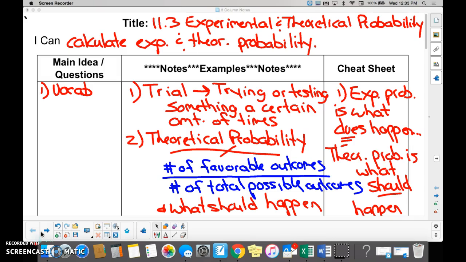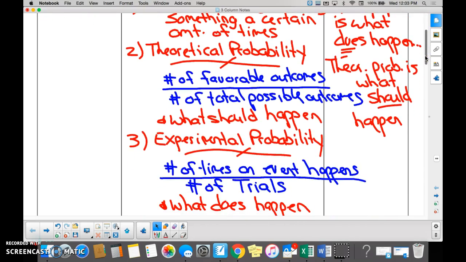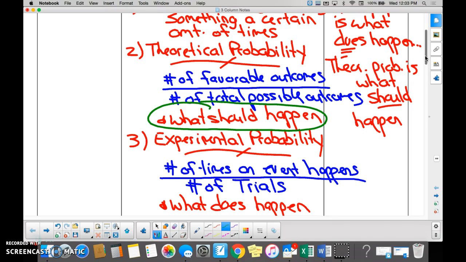Okay, when I say experimental probability, what's the key word? Experimental does what you actually do, right? You did it. Theoretical is what should happen. Okay, so your definitions here, I'm going to skip number 1, we'll come back to it. Theoretical probability is, again, on the count of 3, 1, 2, 3, what should happen.